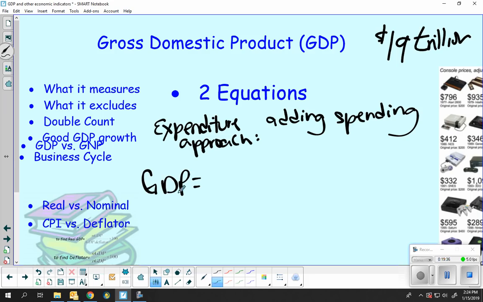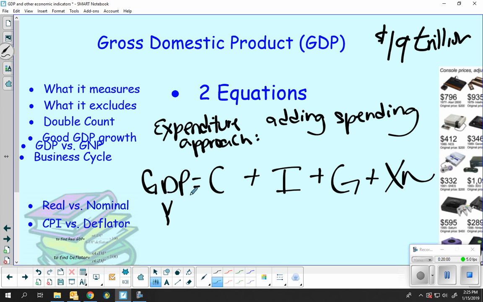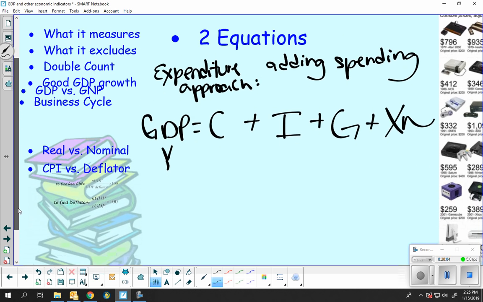GDP is an abbreviation, but it actually has an abbreviation of its own. The abbreviation for GDP is the letter Y. So GDP, or Y, equals C plus I plus G plus XN. C plus I plus G plus XN. That is the equation, the expenditure approach of GDP.